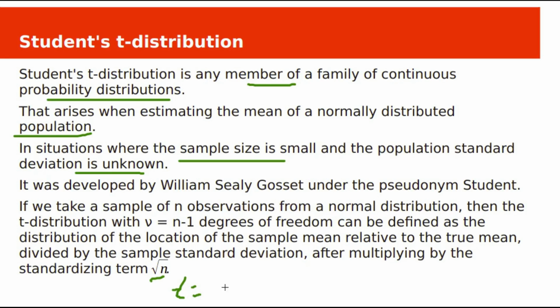Means t is x bar minus mu naught by s, multiplied with square root n, which is very similar to the z statistic, x bar minus mu naught by sigma by square root n. Here in the z statistic we will have sigma.